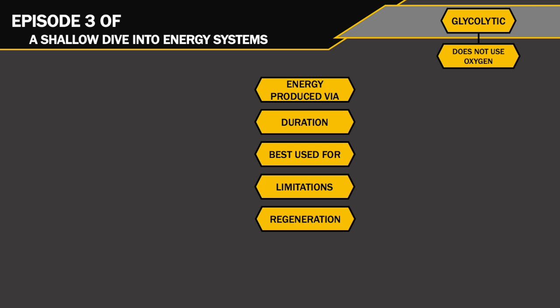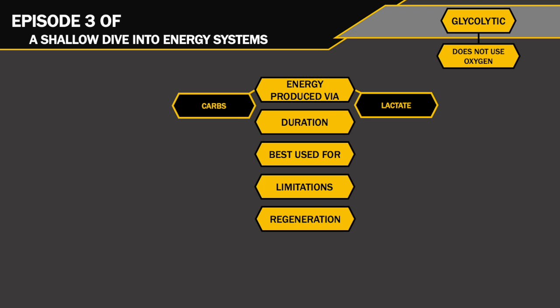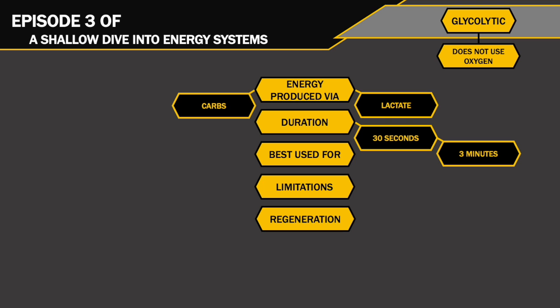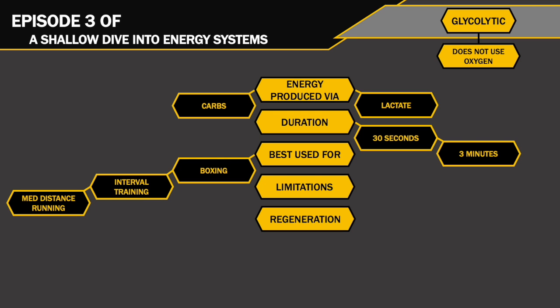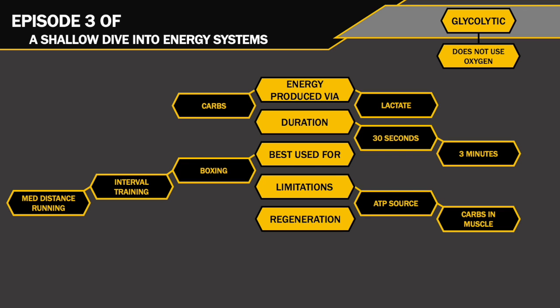Now, going back to our glycolytic system, like our ATP PCR system, this system also does not use oxygen. When we look at where the energy is produced from, it's produced through lactate and through the carbs that are available within our muscles. The duration of this energy system is about 30 seconds to 3 minutes, and it's best used for boxing, interval training, or short to medium distance running. It's limited by its available ATP source, or the carbs available in the muscle, and ATP is regenerated through anaerobic glycolysis, but like ATP, this takes about 3 to 4 minutes.